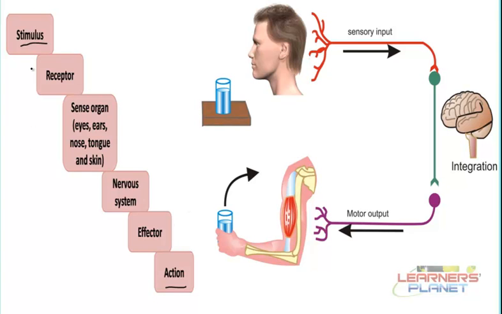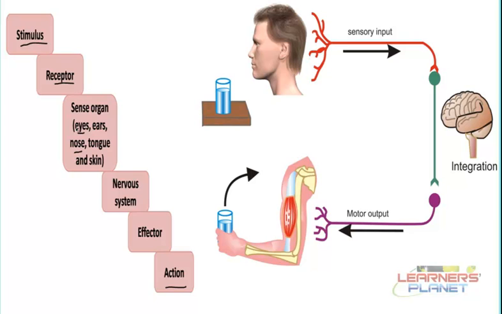Now in a similar case we can say there are different types of receptors in our body which help in receiving a particular stimulus. And these receptors are located in specific organs of the body. We had already started this in the previous session. Let us summarize it. The sense organs are the eyes, ears, nose, tongue and skin.